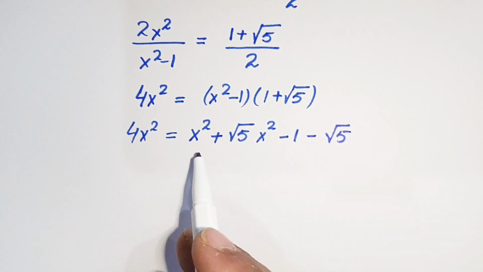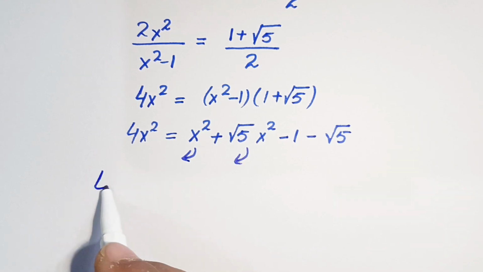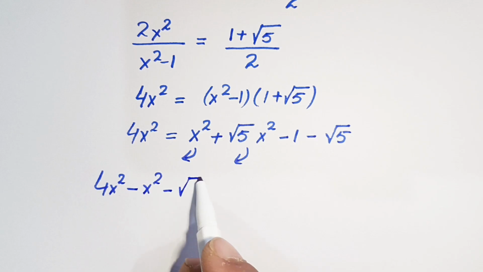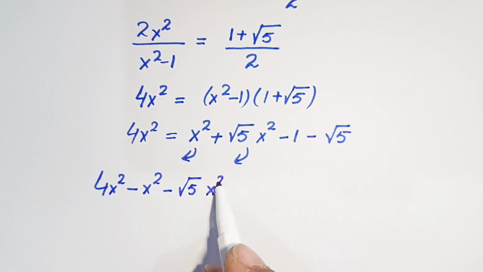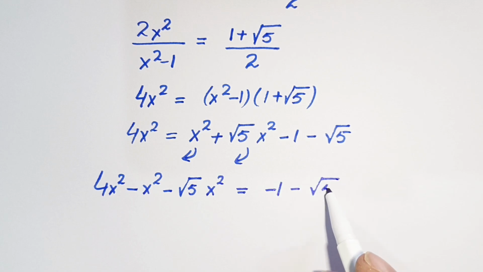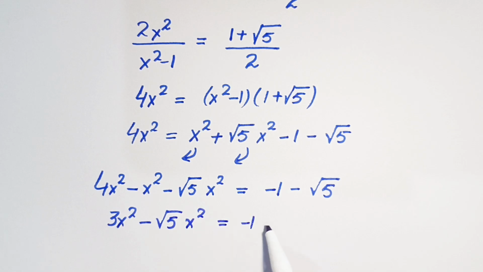So now if we shift this one and this one to our left hand side, then we get 4x squared minus x squared minus square root of 5 x squared is equal to, here we get minus 1 minus square root of 5. So now 4x squared minus x squared, we have 3x squared minus square root of 5 times x squared is equal to minus 1 minus square root of 5.